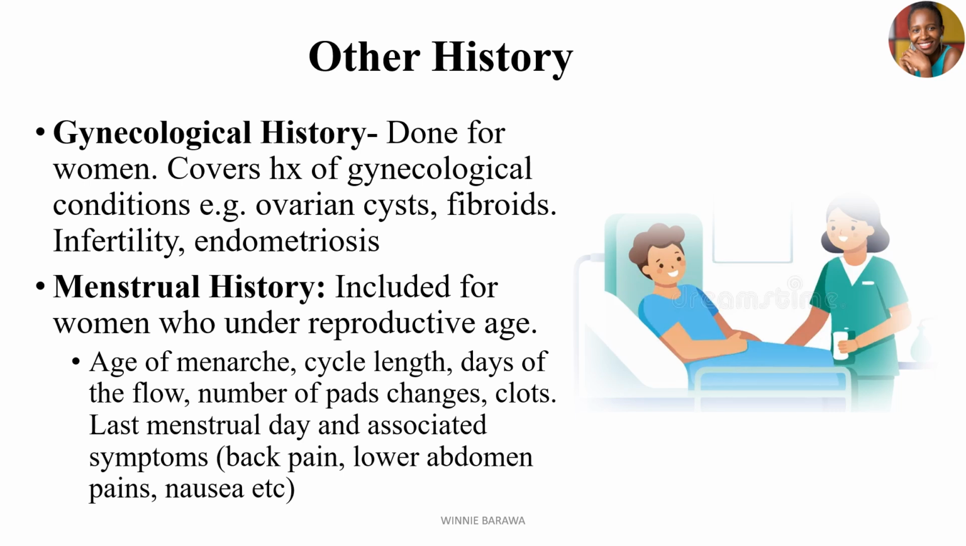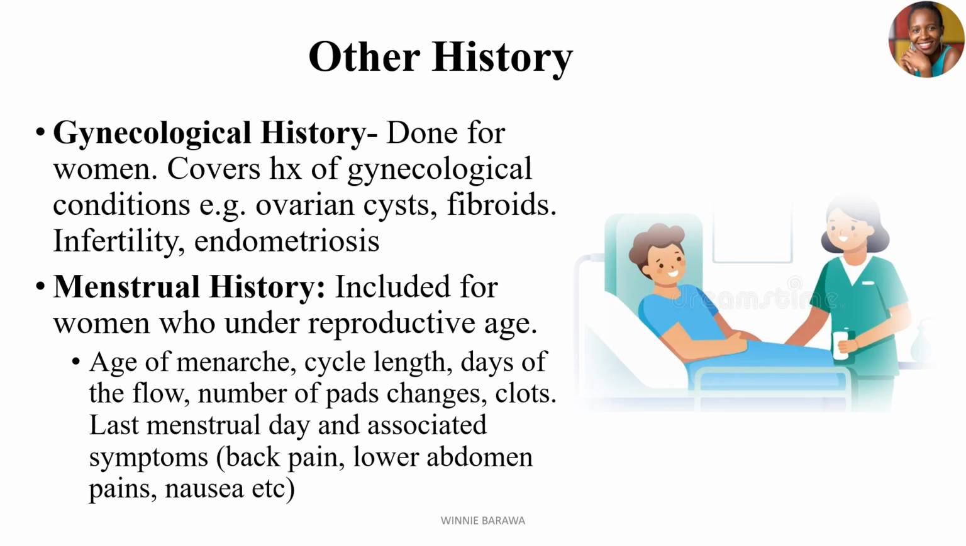So for example, if you are talking about women who are of reproductive age, I will advise you also bring in gynecological history. If this patient is not pregnant, for example, or if this client is not expectant, bring in the gynecological history so that you can explore any history of gynecological conditions like ovarian cyst, fibroids, infertility, endometriosis. Talk about this, bring them up so that in case of any known, you can rule it out fast.